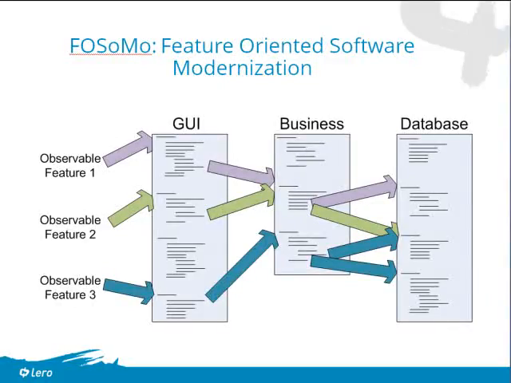The second project I'm going to talk to you about is FOSoMo, Feature-Orientated Software Modernization. This is based on the idea of feature location. So what is a feature? It's an end-user observed functionality. An end-user observed functionality in Word might be the spell checker or the thesaurus, for example.